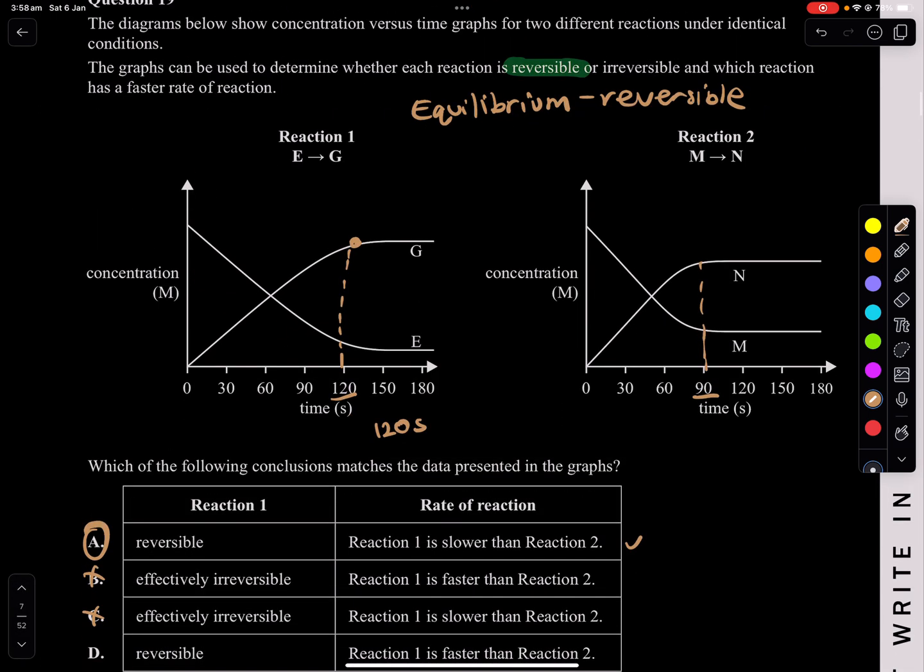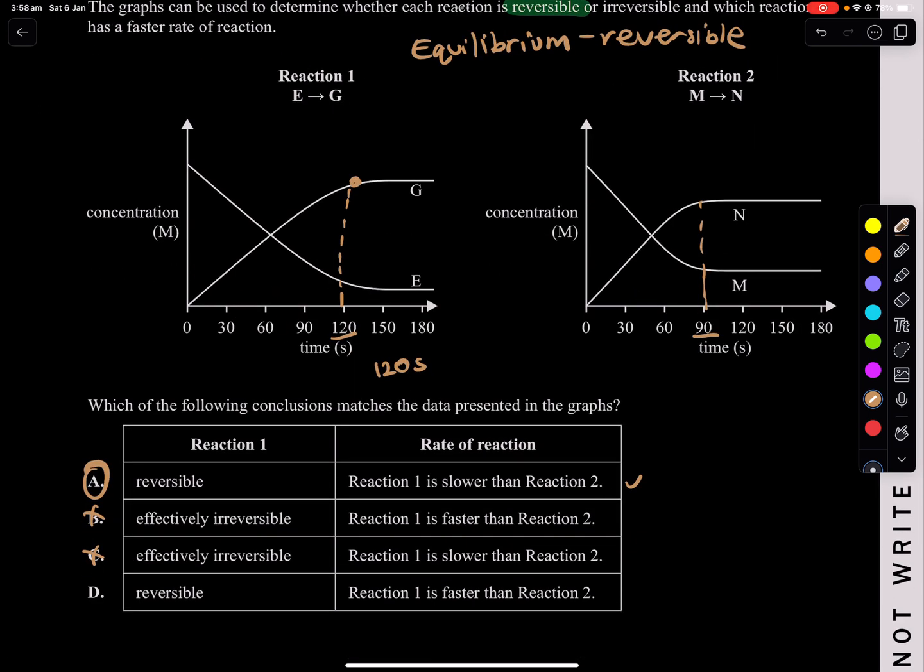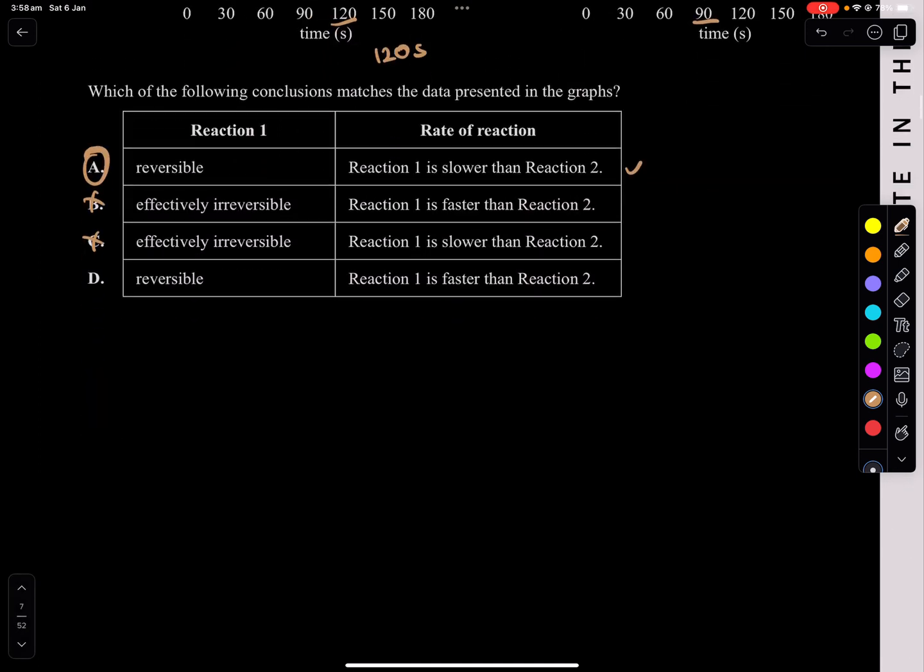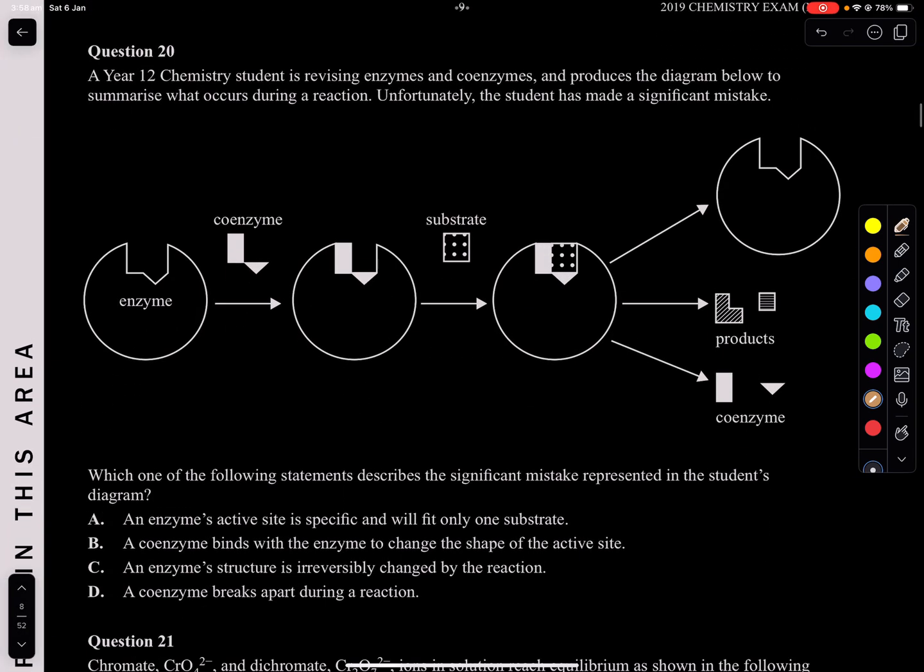Yeah, 19A would be the best one, where we know that reaction 1 is slower. Done. Question 20. A Year 12 chemistry student is revising enzymes and coenzymes and produces the diagram below to summarize what occurs during a reaction. Unfortunately, the student has made a significant mistake. Let's see what he's made.